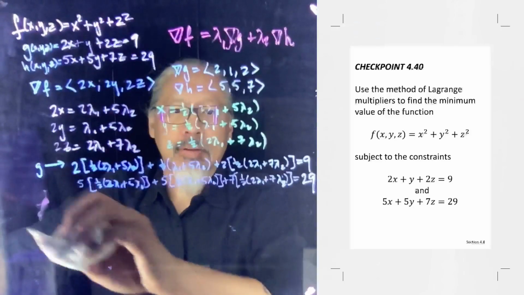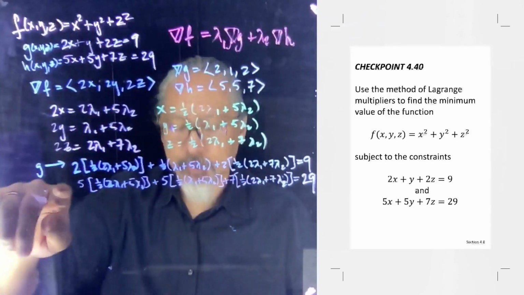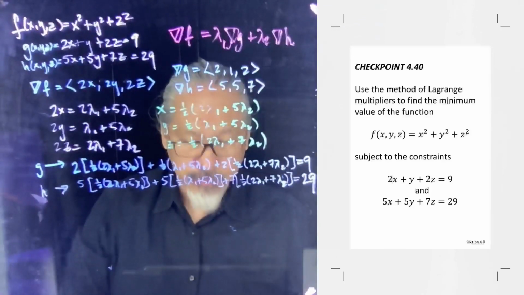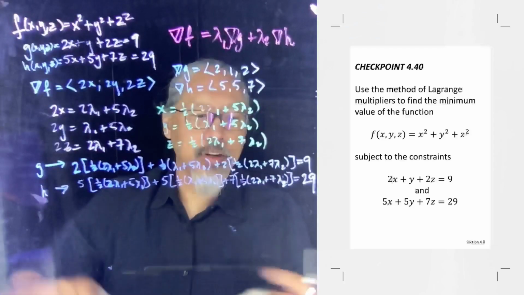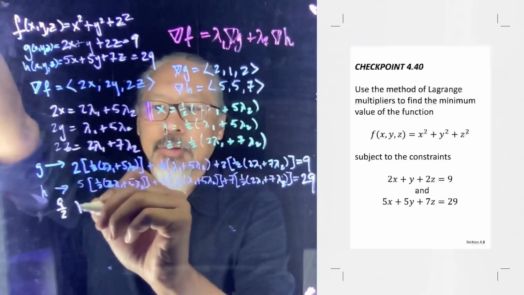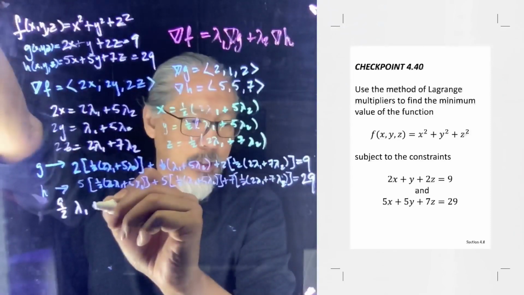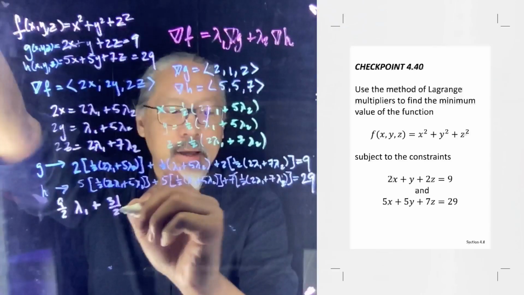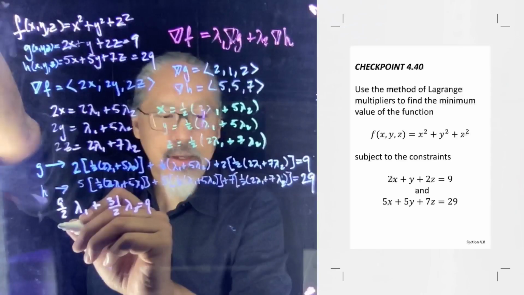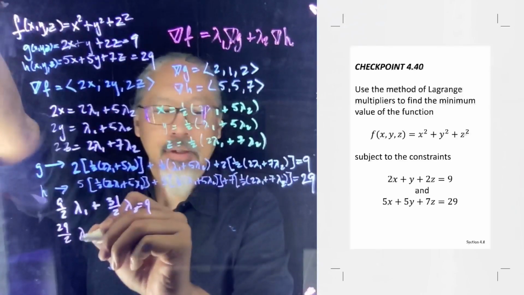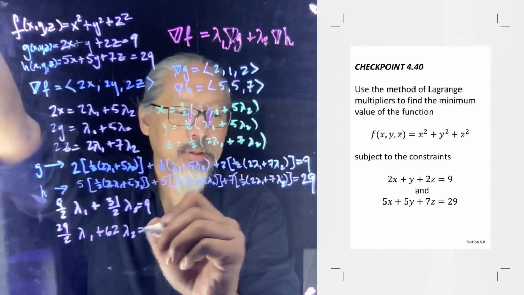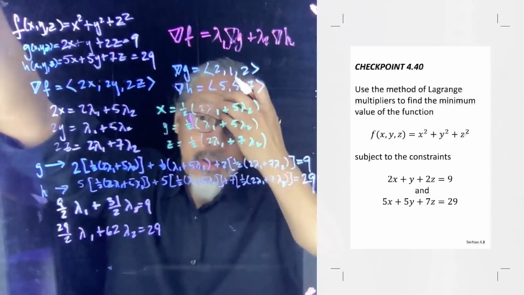So for the first one, for the g function, oh, this one's the h function. For the g function, it looks like I ended up getting 9/2 times lambda 1 plus 31/2 times lambda 2 is equal to 9. And then for the second one, it looks like I got 29/2 lambda 1 plus 62 lambda 2 is equal to 29.